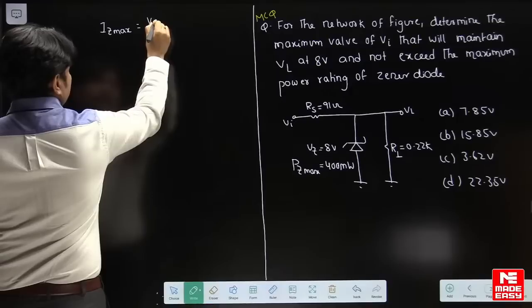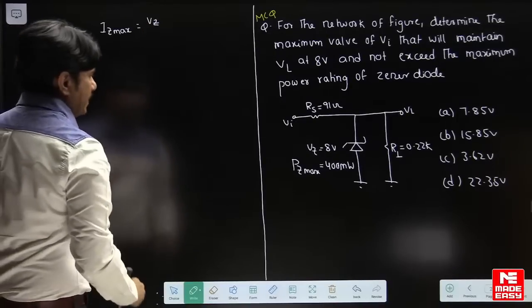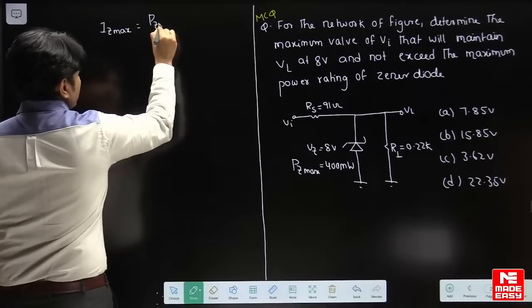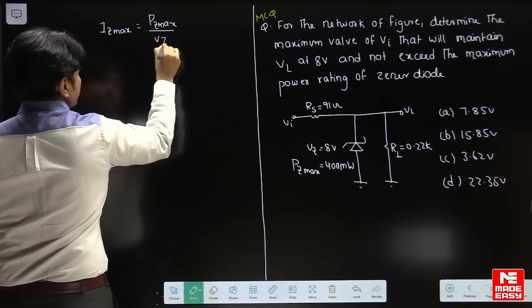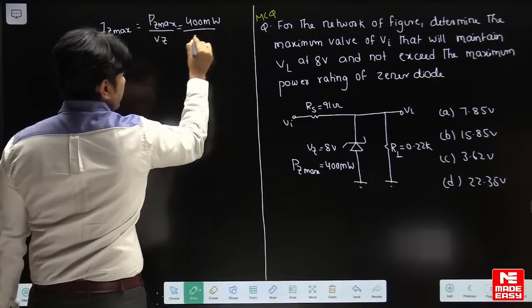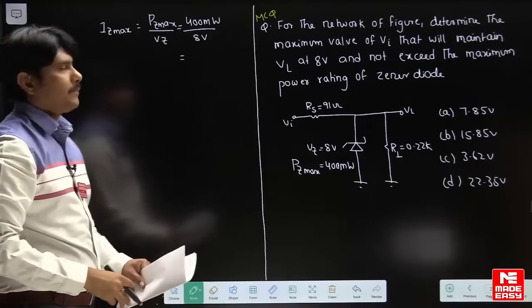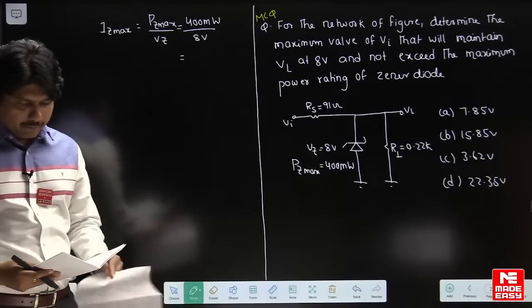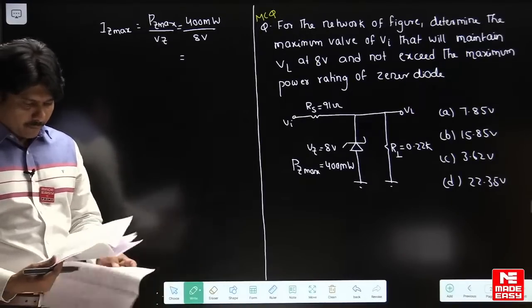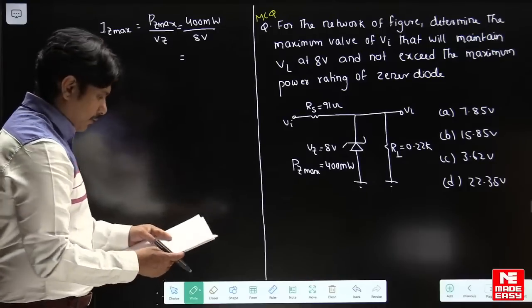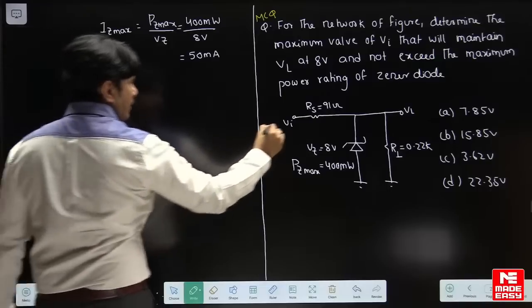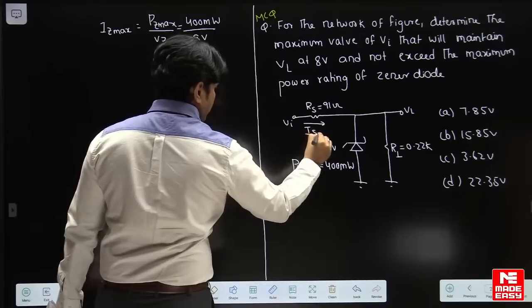It is PZ max divided by VZ. PZ max he has given is 400 milliwatts divided by 8 volts. This is IZ max. First we'll find that value. IZ max value, how much? IZ max we are getting is around 50 milliamperes. Then we'll find this current, which is IS max.